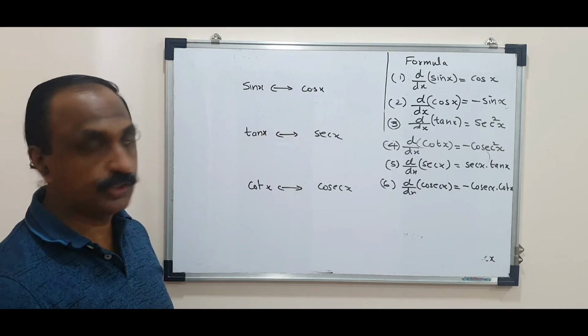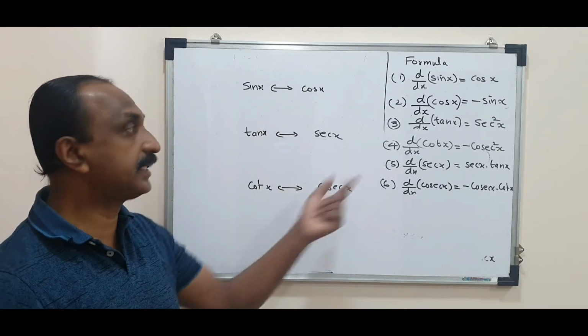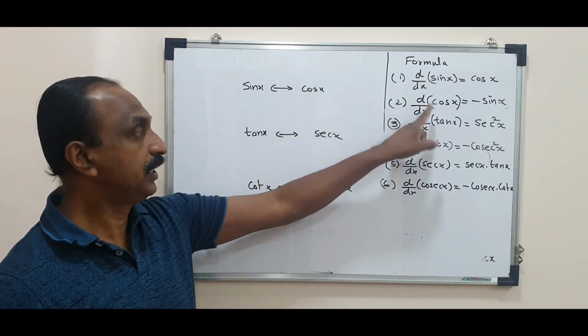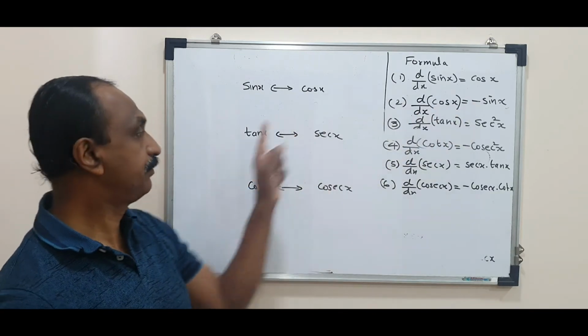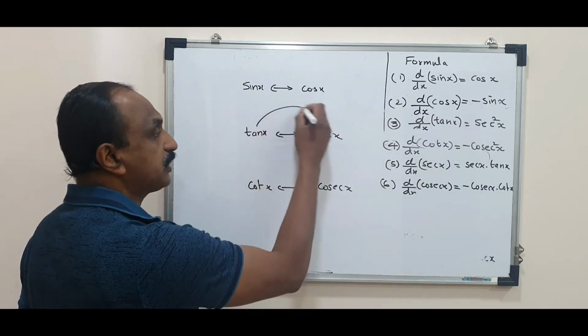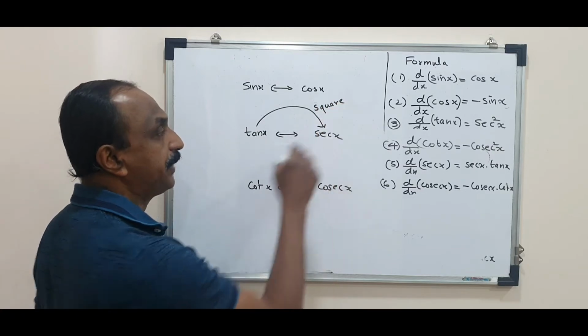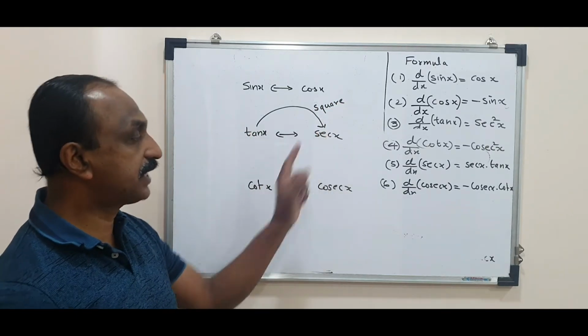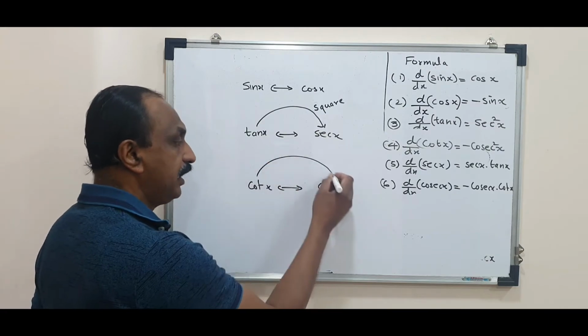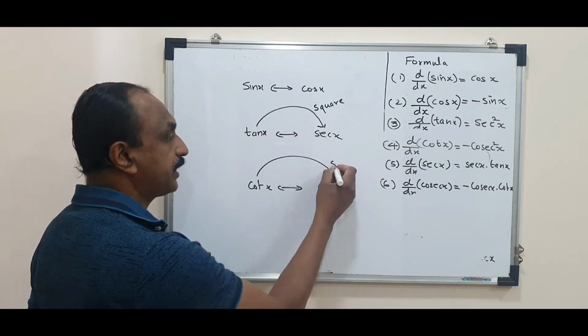Sine's derivative is cos. Cos's derivative is minus sine, because, as I told you, if it starts with a c, there will be a negative sign. Tan x's derivative is obtained by squaring its pair. Tan x's derivative is sec square x. Same way, cot x's derivative is obtained by squaring.